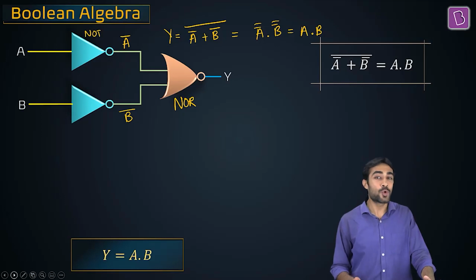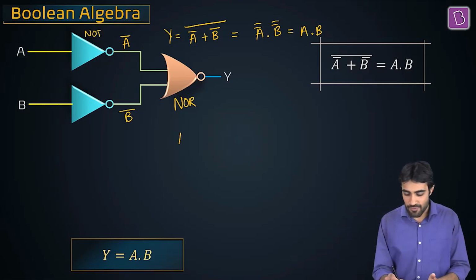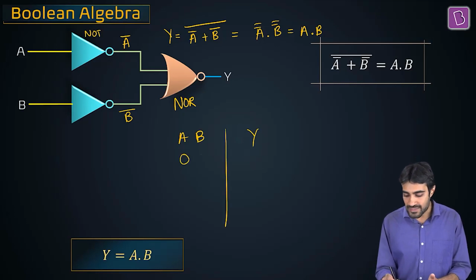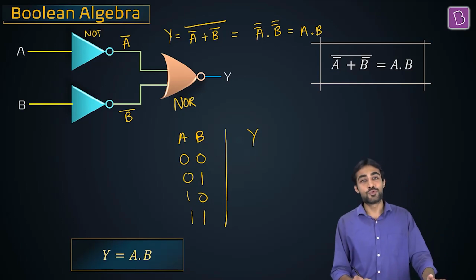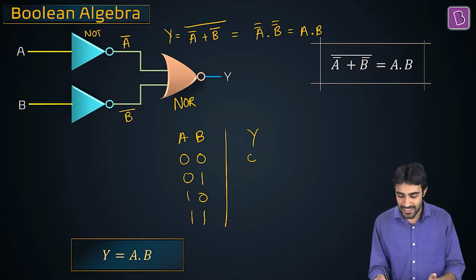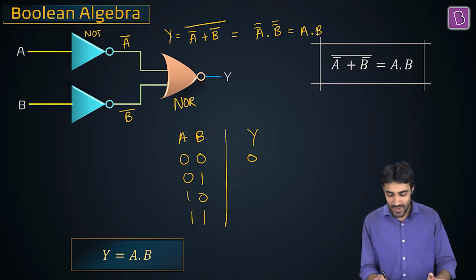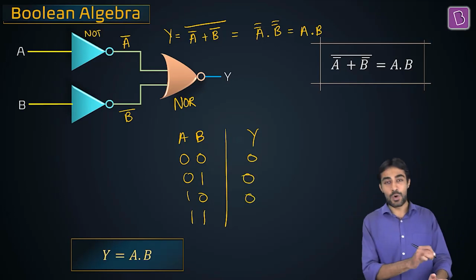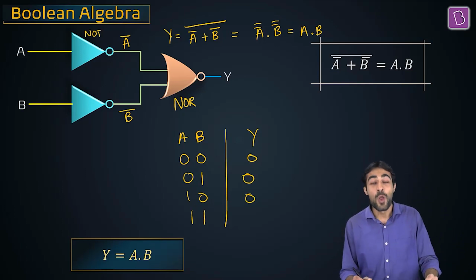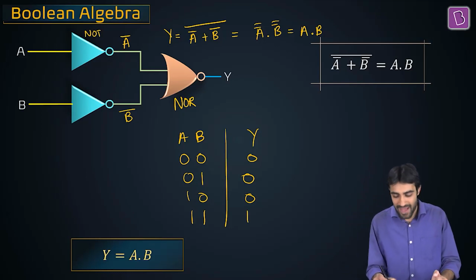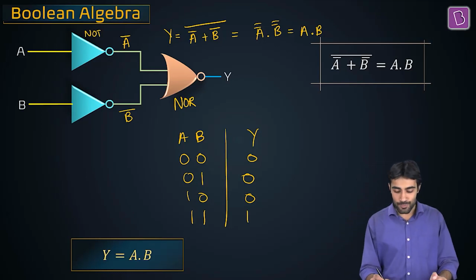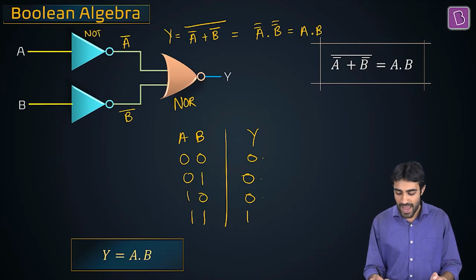Now let's draw our own truth table. So we have A, we have B, and we have Y. Now values are 0, 0, 0, 1, 1, 0, and 1, 1. Now let's do dot. So 0 dot 0 is 0, 0 dot 1 is 0, 1 dot 0 is 0, and 1 dot 1 is 1. Yes. So final output should be 0, 0, 0, and 1.